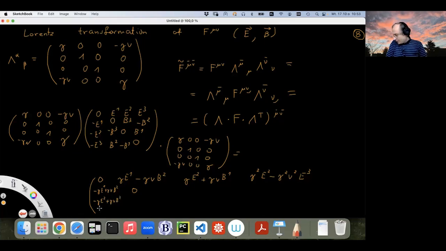And here I get minus gamma squared V squared E3 minus gamma squared E3. You can check yourselves that we have the antisymmetric property preserved. Namely, this term over here is the minus of this term over here. This is the minus of this term over here, and so on.